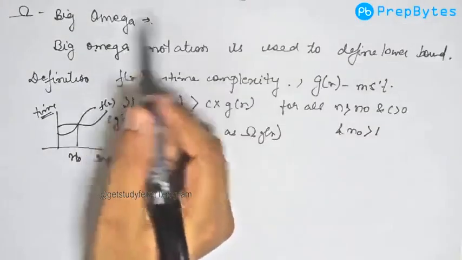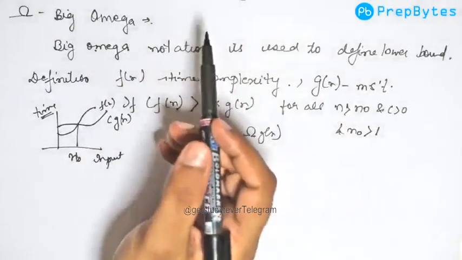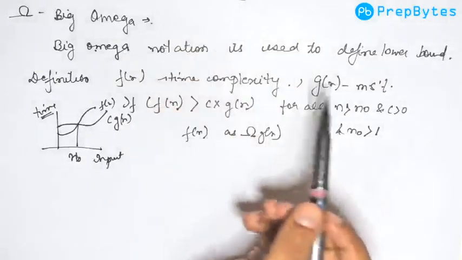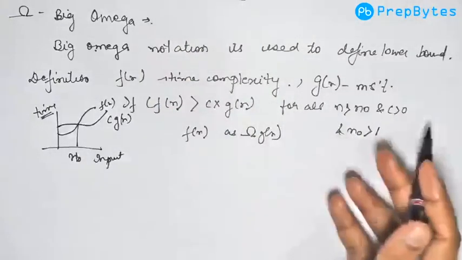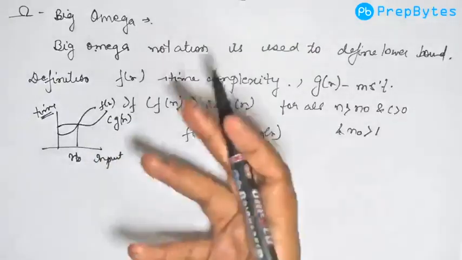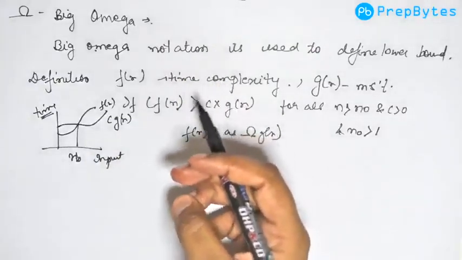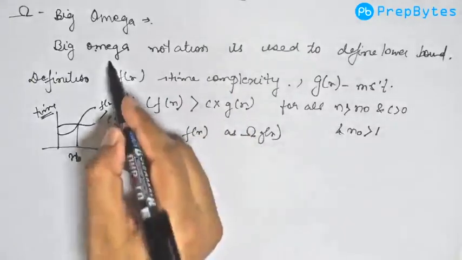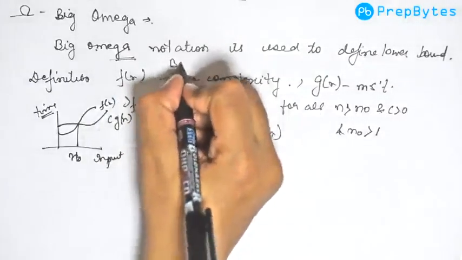Next is big omega notation. Big omega is just the opposite of big O notation. In this case, it defines the lower bound, or it defines the minimum time that could be taken by a particular code or algorithm. Or we can say that this deals with the best case complexity.